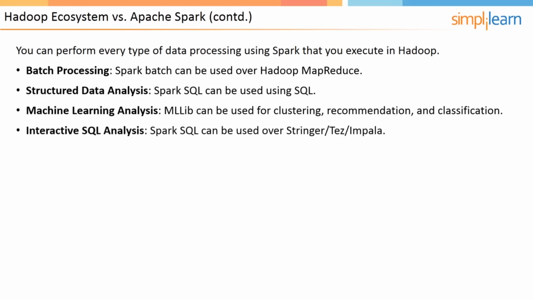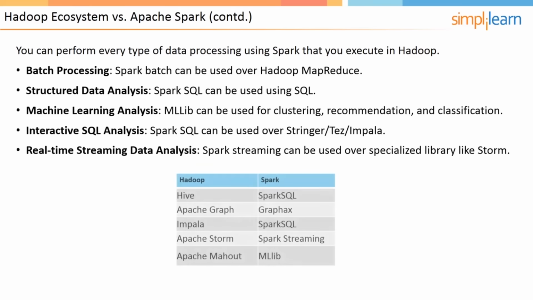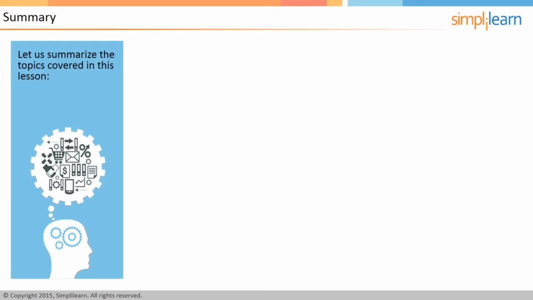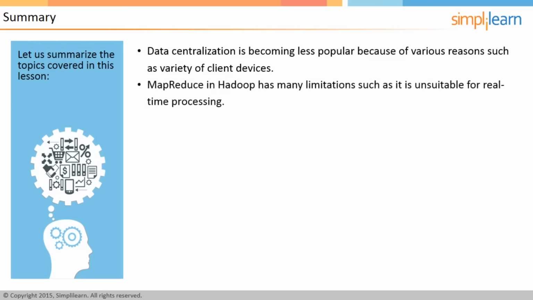Let's summarize the topics covered in this lesson. Data centralization is becoming less popular because of various reasons, such as variety of client devices. MapReduce in Hadoop has many limitations, such as it's unsuitable for real-time processing. Apache Spark is an open-source cluster computing framework. The components of a Spark project are Spark Core and RDDs, SparkSQL, Spark Streaming, MLlib, and GraphX. Spark is popular for its performance benefits over MapReduce. Another important benefit is language flexibility.